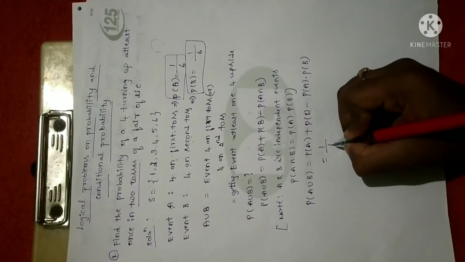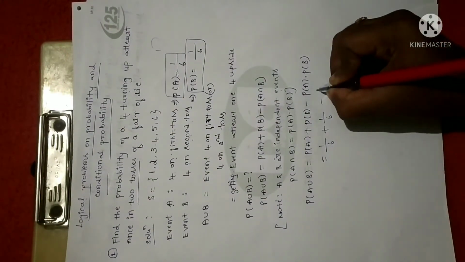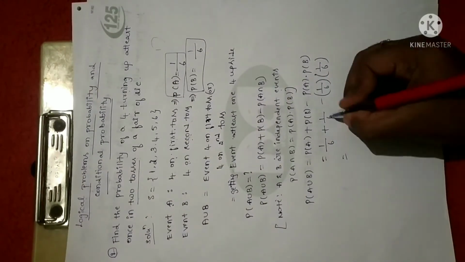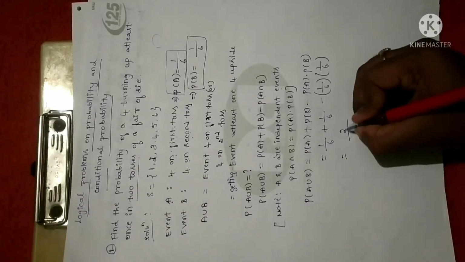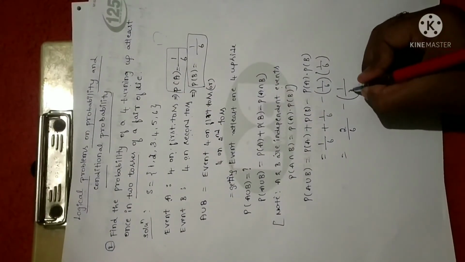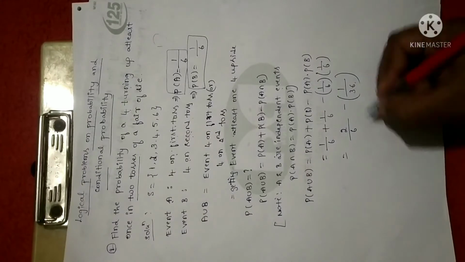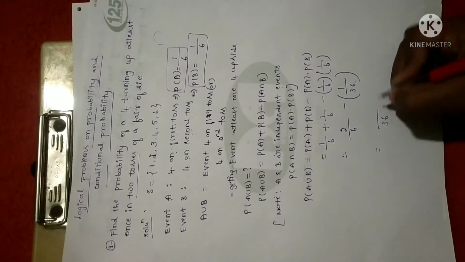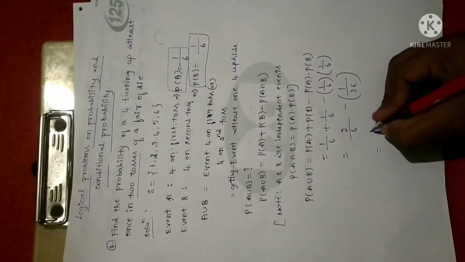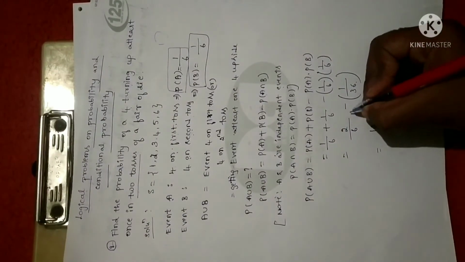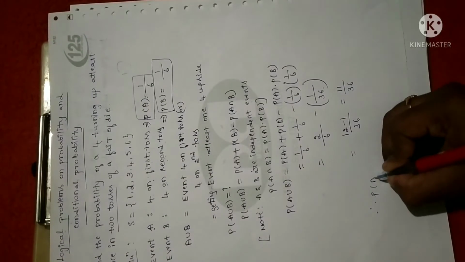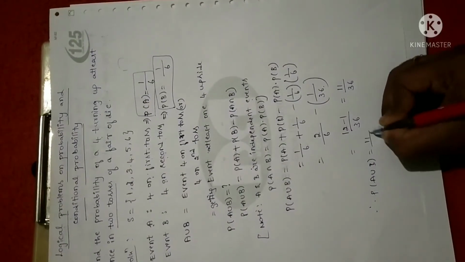So let me substitute. You will get 1 by 6 plus 1 by 6 minus 1 by 6 into 1 by 6. So I'll just take the LCM. So you will get 2 by 6 minus 1 divided by 6 into 6, which is 36. So the LCM for 6 and 36 is again 36. If you take the LCM, you will get 12 minus 1 here. Fine, 36 you multiply, so 6 2s are 12, 12 minus 1. So it is 11 by 36. Therefore, the probability of A union B is equal to 11 by 36.